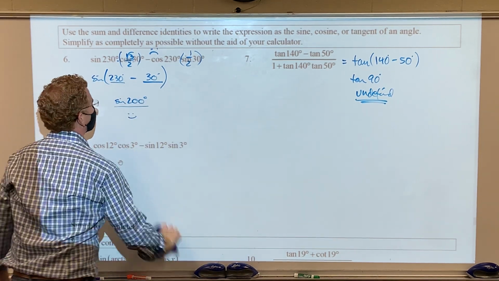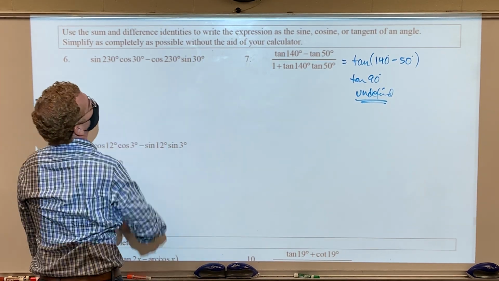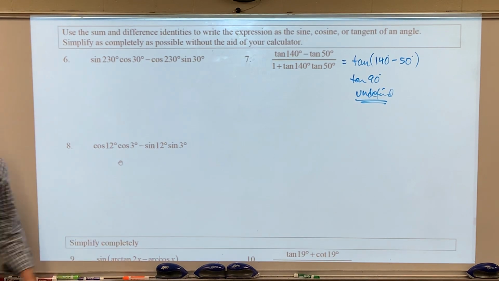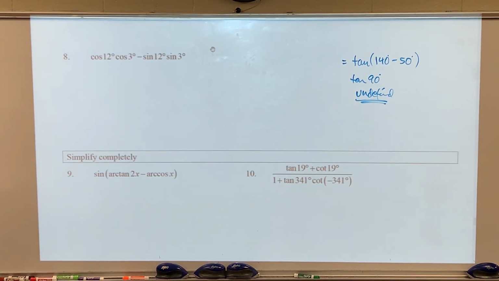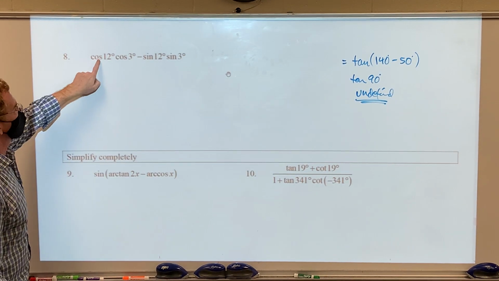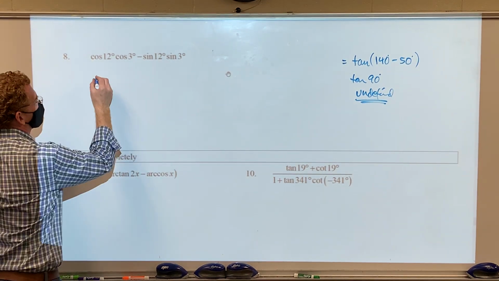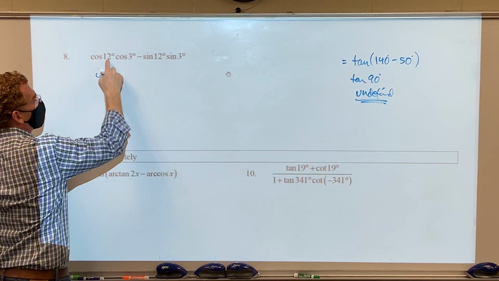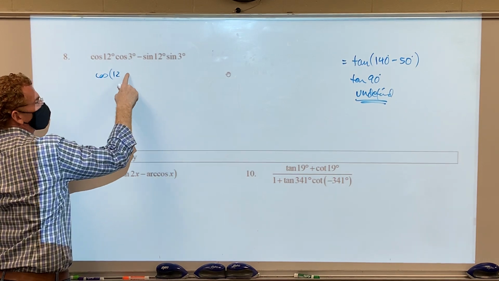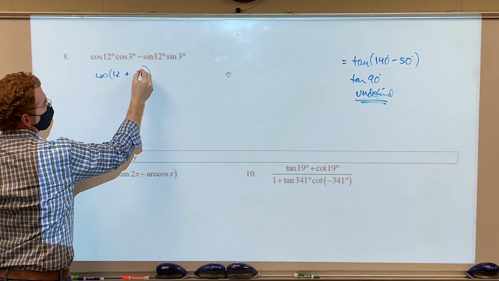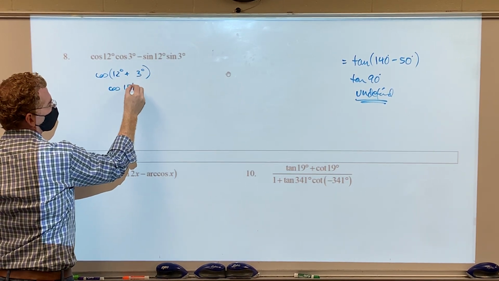What about number 8? Recognize it? Yeah, that's cosine, cosine minus sine, sine. That is a cosine of alpha what? Change the sine beta. So that's a cosine 15.